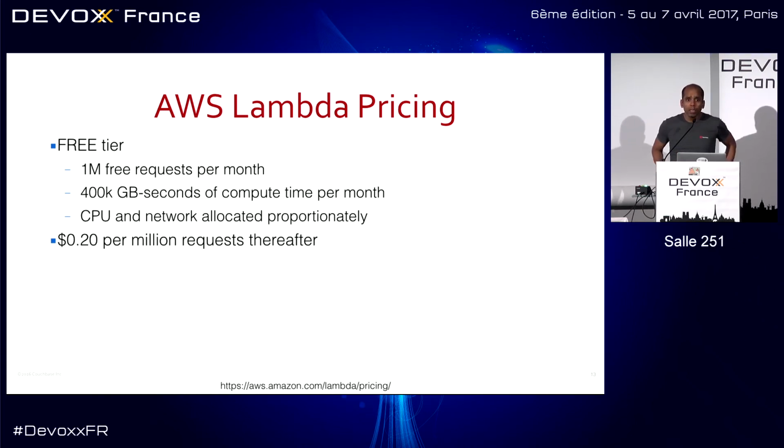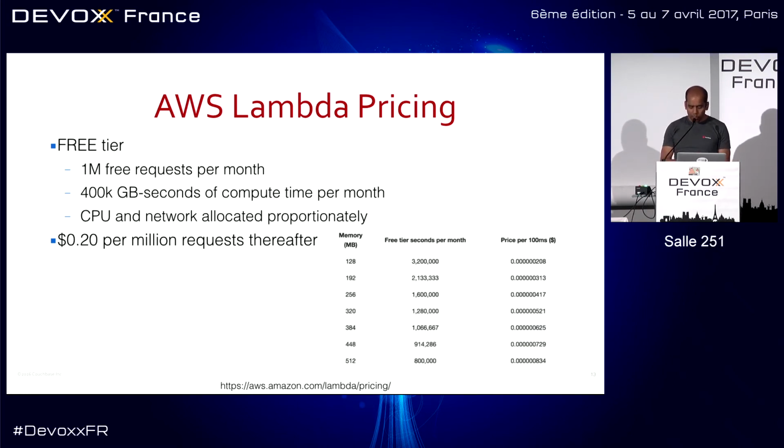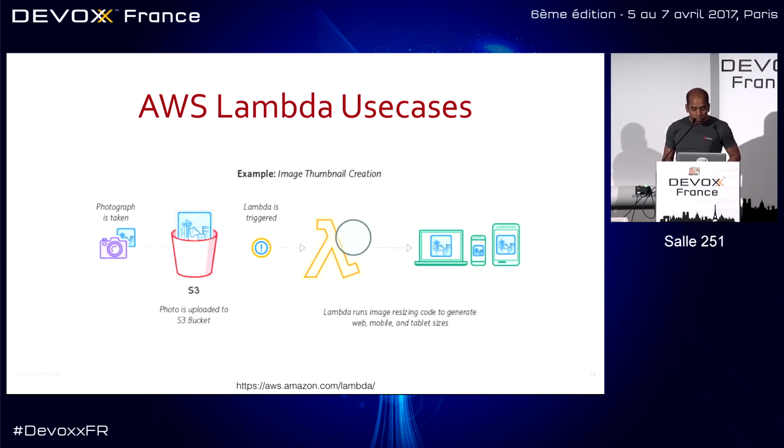And even after that, it's charged like 20 cents per million requests thereafter. So the pricing is very down to the ground, very granular in that sense. And here you get a view of what the pricing looks like. As you can see in the left column, this is the memory. It talks about the free tier seconds per month. If you're really using a 128 megabyte function, then you have 3.2 million calls available to you. So depending upon the runtime, you can easily tune that and play around with those numbers.